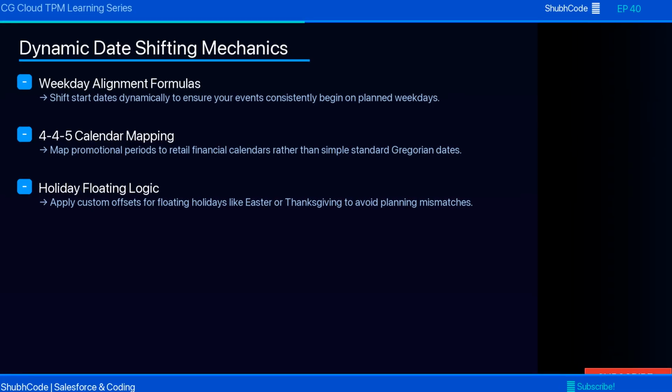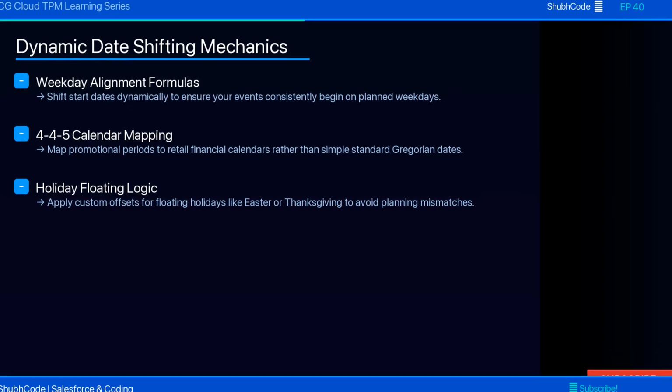Date shifting is where many TPM projects fail. If a Thanksgiving promotion ran from November 22 to November 28 last year, you can't just add exactly 365 days, because holidays shift and weekends change. We must use dynamic date offset formulas mapped against the retailer's 4-4-5 trading calendar. In Apex, we calculate the day-of-week delta to ensure the new promotion starts on the same weekday as the previous year. This keeps our trade calendar aligned with shipping windows and prevents inventory mismatches at the retailer's warehouses.